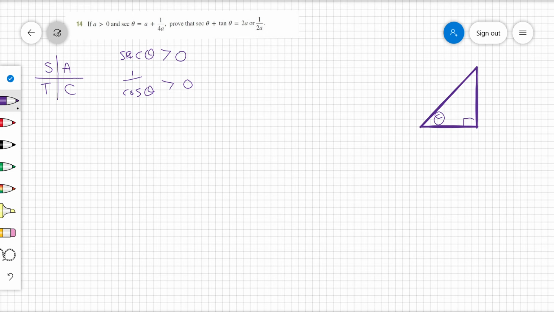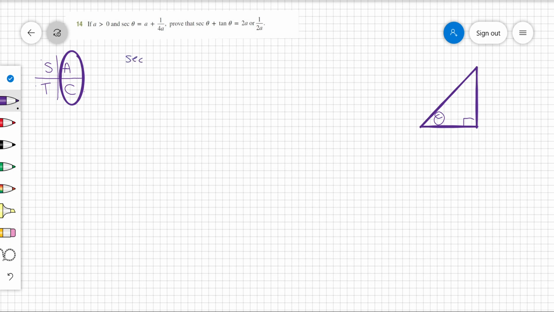So when we have a look over in our All Stations To Central here, we can see that cos theta would only be positive in the first and the fourth quadrants. So we're going to use those two quadrants for our answers. Now the other thing we know, and I'll just get rid of this, is that sec theta is positive, so we found what quadrants we're interested in.